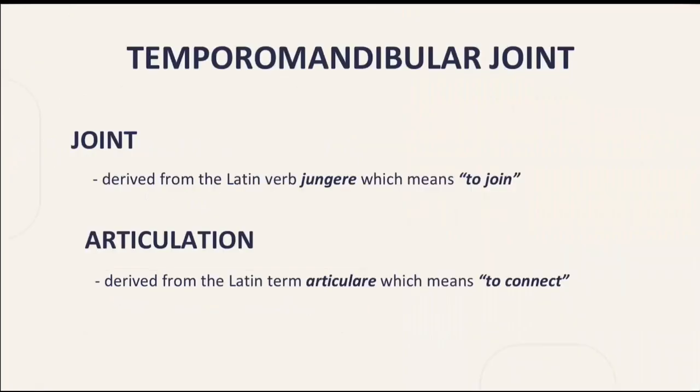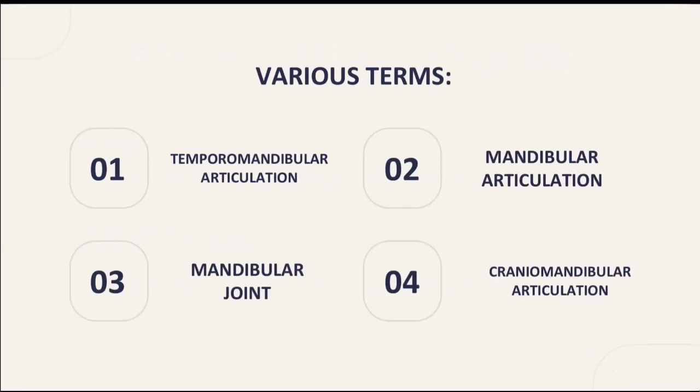The temporomandibular joint. The word joint is derived from the Latin verb jungere, which means to join, and articulation is derived from the Latin term articulare, which means to connect. We have various terms for the temporomandibular joint: temporomandibular articulation, mandibular joint, and craniomandibular articulation.